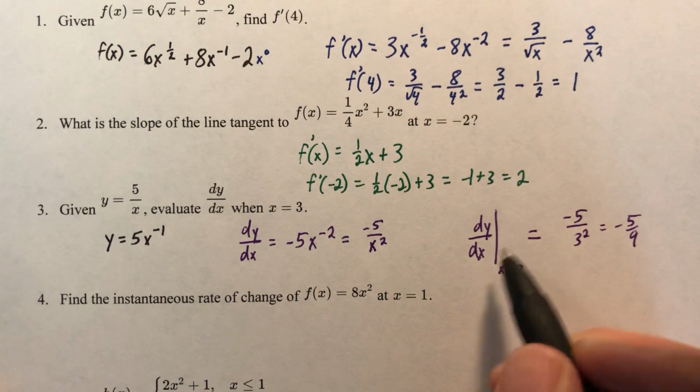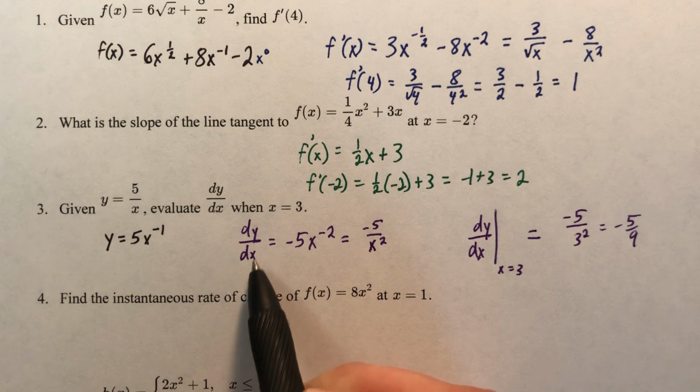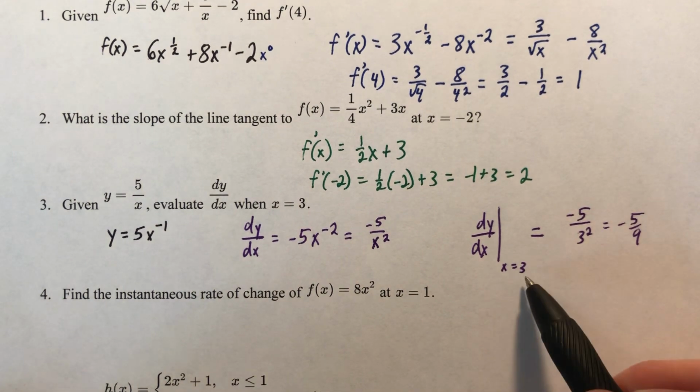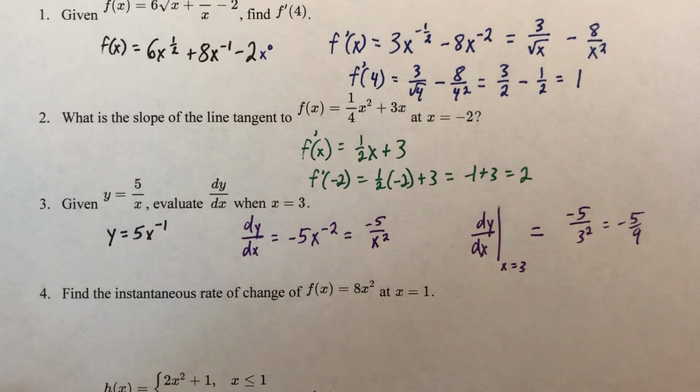So here's a different notation. So I've figured out the derivative. It's referred to as dy over dx, also y prime. That'd be fine. And evaluating it at x equals 3 can look like this.